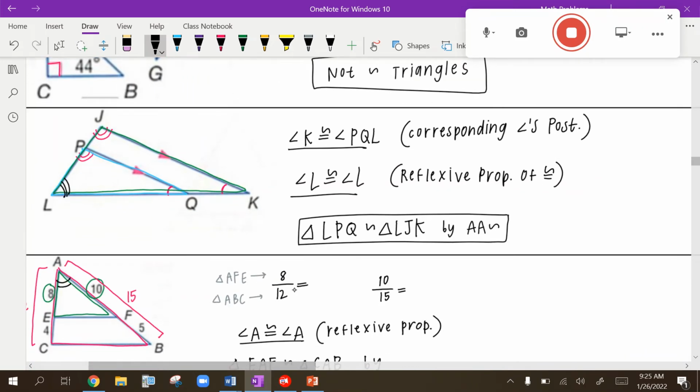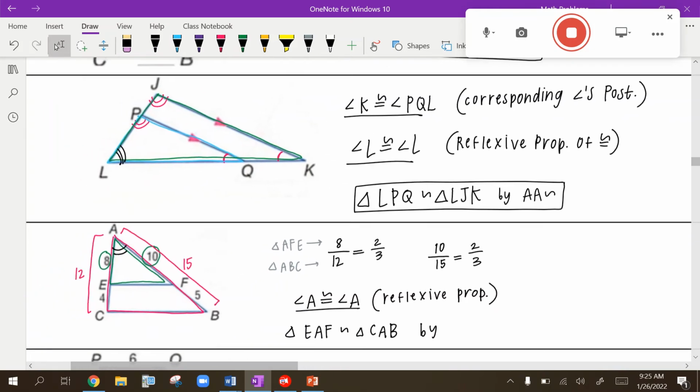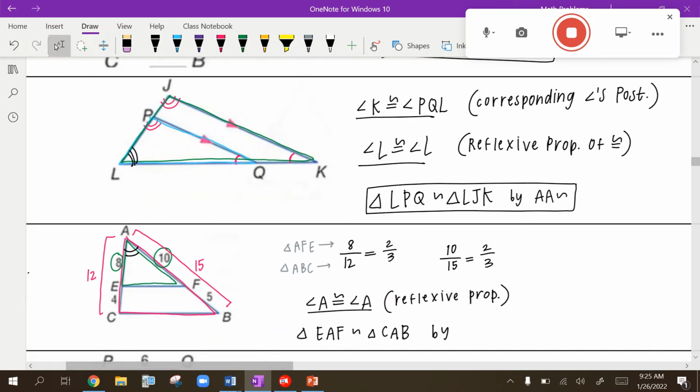8 over 12, 8 and 12 are both divisible by 4, you get 2 over 3. Similarly, 10 and 15 are both divisible by 5, you get, again, 2 over 3. Since both pairs of sides reduce to 2 over 3, the same ratio, we know that they're proportional to each other. So I have two pairs of sides that are proportional, and I have one angle pair that is congruent. Since that angle is between the pair of sides, I can use that these triangles are similar by side angle side similarity.